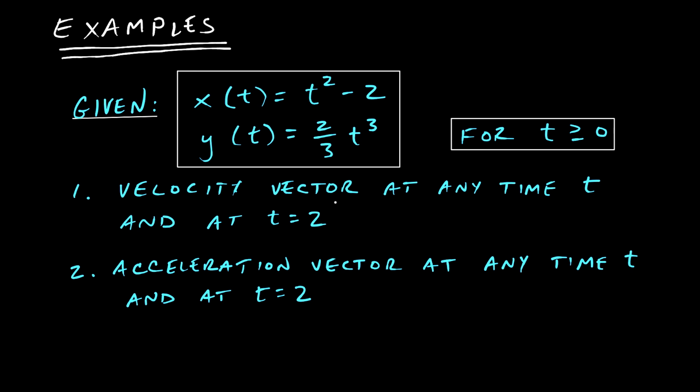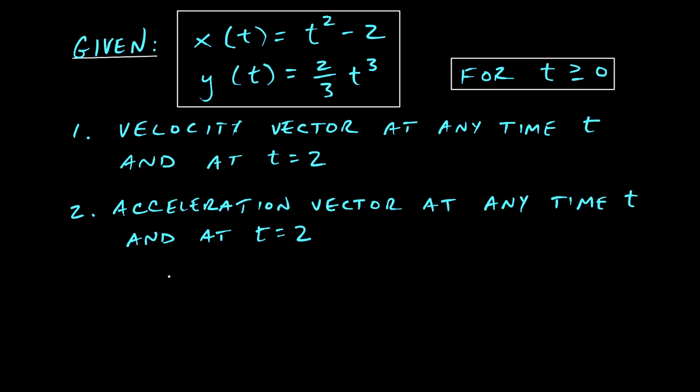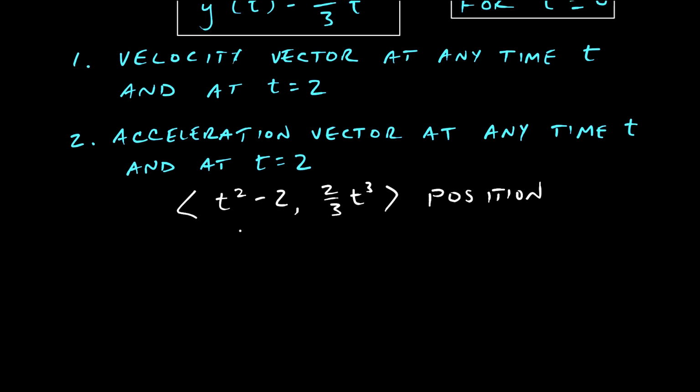We're first going to find the velocity vector at any time t, then at t equals 2, and then we'll do the acceleration vector. Let's go ahead and write the position vector down here, and we'll see how simple this can be. Our position is t squared minus 2, and our y value is 2/3 t cubed. So this is our position. Now, our velocity for any time is simply its derivative. So I'm going to take the derivative with respect to time. That's simply 2t, and then here we'll have 3 times 2/3, which is 2, and we drop a degree, 2 t squared. There's your velocity.